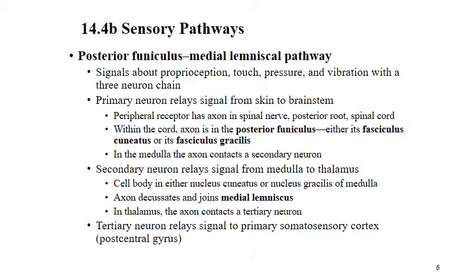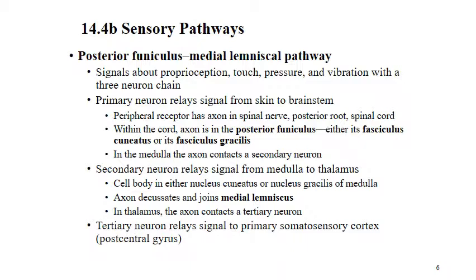So the primary neuron relays signal from skin to brainstem, and that peripheral receptor has an axon in the spinal nerve, the posterior root, and the spinal cord. Within the cord, the axon is in the posterior funiculus. Either it's fasciculus cuneatus or it's fasciculus gracilis, and we'll see that in the picture coming up.